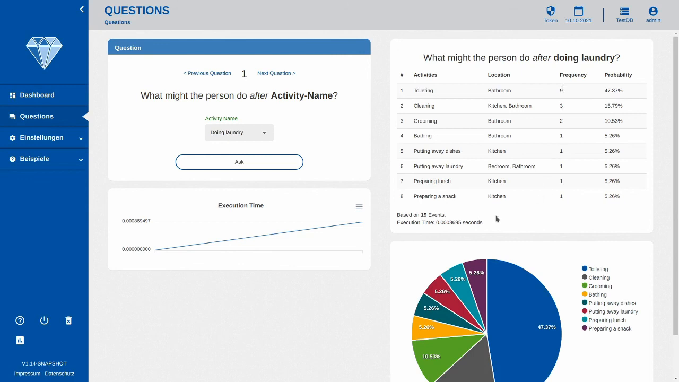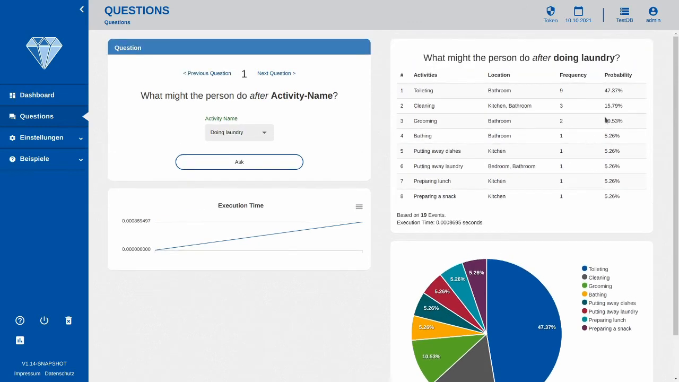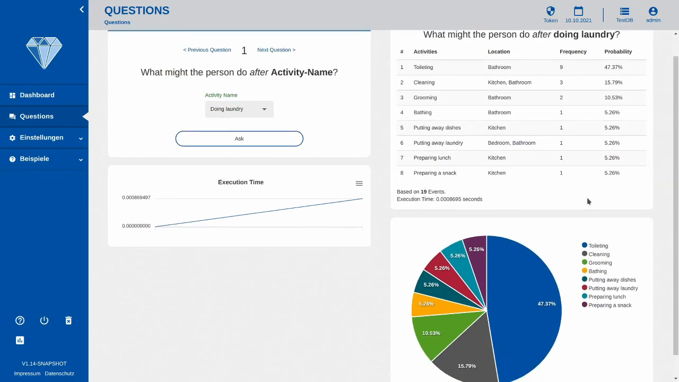Below the table, we also have some statistical data, such as the number of events that the response was based on, and also the execution time for this particular answer. And below that, we have a visual representation of the answer shown in the table through a pie chart.